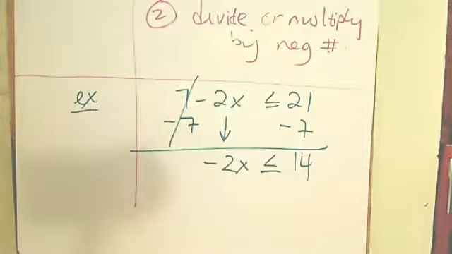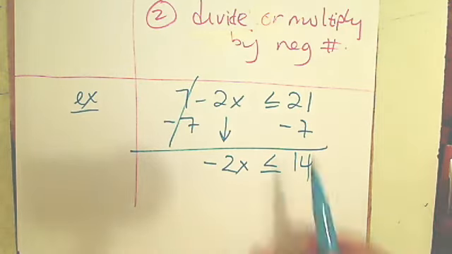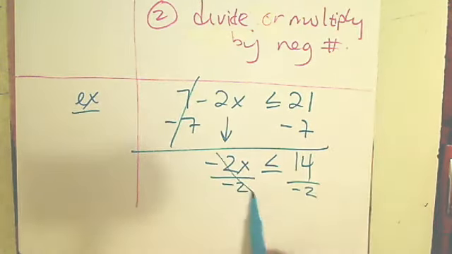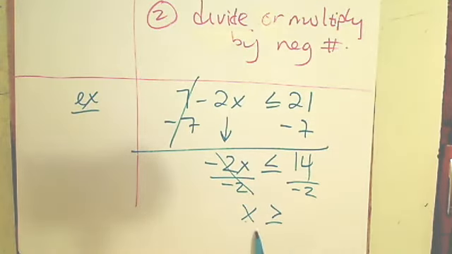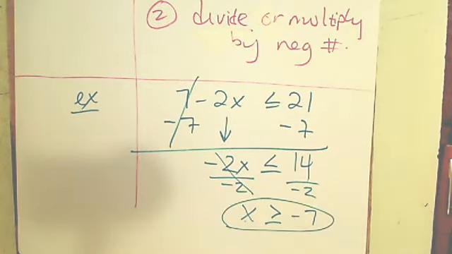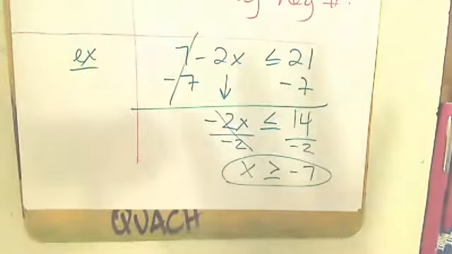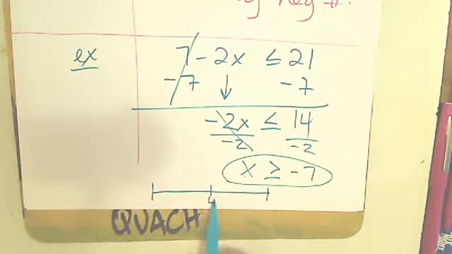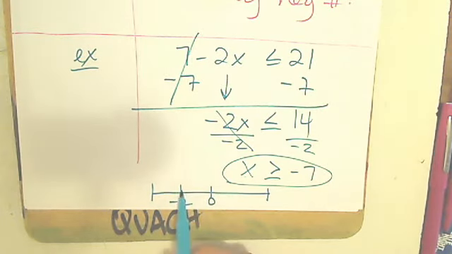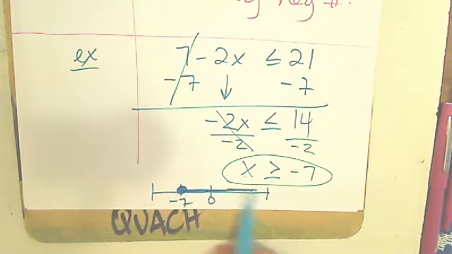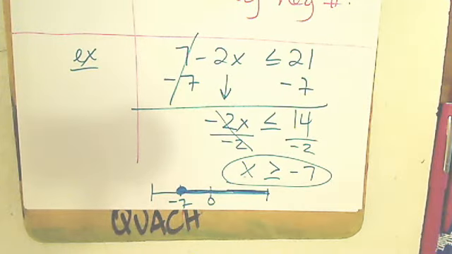Before I start dividing here, how many times will the sign flip? One. Only once. Because we have to divide by negative 2, which becomes positive x. It's greater than or equal to negative 7. So when you graph this, negative 7, closed circle, shade to the right. Sorry, I get my left and right always mixed up.